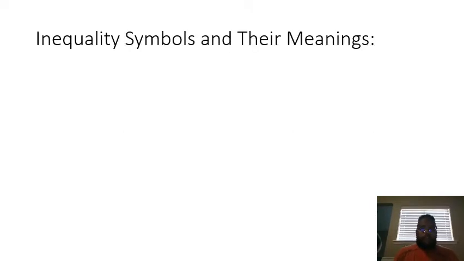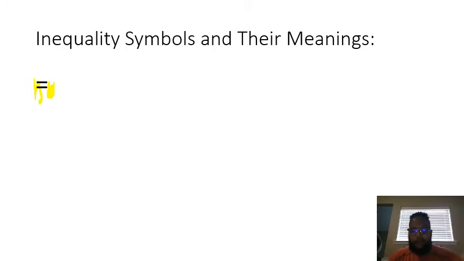Let's first take a look at inequality symbols and their meanings. First, we have the equal sign. I wanted to look at the equal sign because that's where the inequality signs actually came from. If you look at the equal sign, the distance of the lines on both edges are equal. If you look at that side and that side, they're the same distance apart.